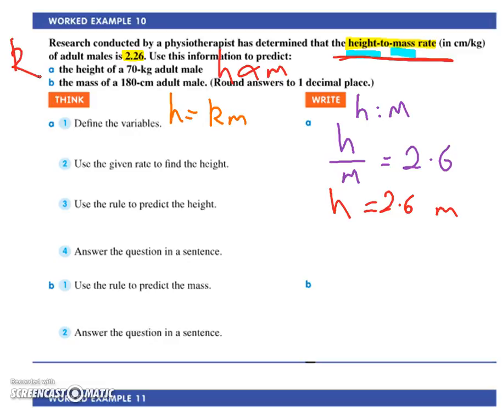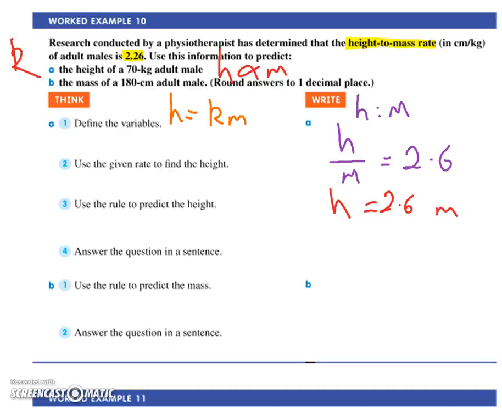Does that make sense? That's why I went back to the other question. In the other question, they gave us the height and the mass, and we had to work out what K was. In this particular question, they've actually already given us K. They've given us the rate. They've given us the height to mass rate. Cool? So we've already got our K. So that's question A done.